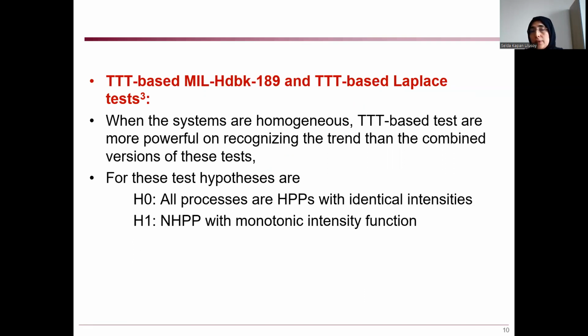If the systems are heterogeneous, you have to use the combined version of these two tests. Let's look at the hypotheses. The null hypothesis is all processes are HPPs with identical intensities. This part here is about the homogeneity of the units. And the alternative hypothesis is an NHPP with monotonic intensity function.